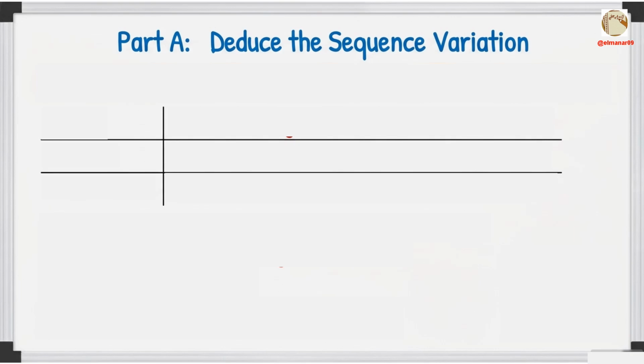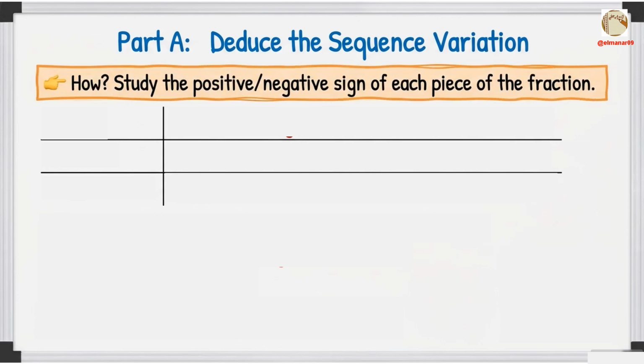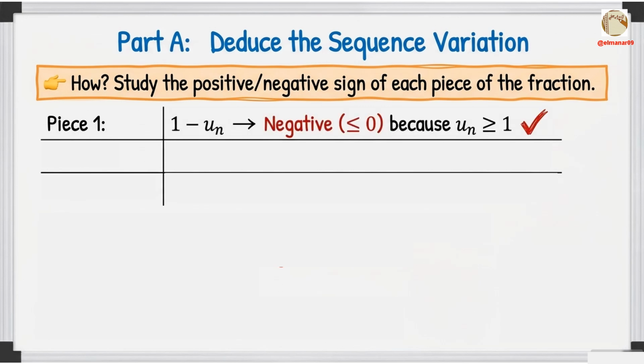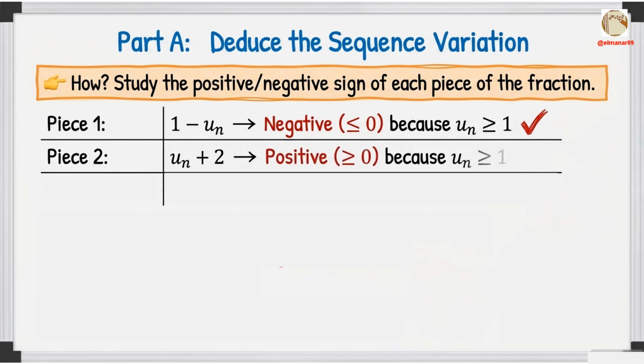Now that we have our factored difference, we can finally deduce the variation, the movement of our sequence. We look at the sign of each piece. Piece 1, 1 minus u_n. Since we proved by induction that u_n is greater than or equal to 1, then 1 minus u_n must be negative, or 0. Piece 2, u_n plus 2.